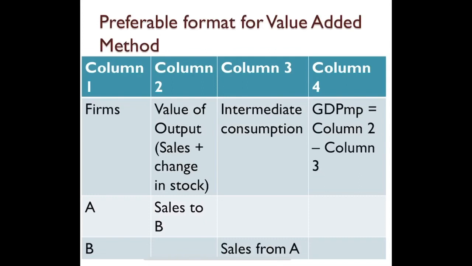So whatever is the value of output or whatever sales is made to firms, you can straight away write the same amount as intermediate consumption. The way I've mentioned here, sales to B, or in firm B's column I've written sales from A. So whatever a firm has sold to another firm, for the other firm that becomes the intermediate consumption. So by this you will easily be able to calculate GDP-MP or the value added of each firm, and when you add for each firm you will reach the GDP-MP for the economy.